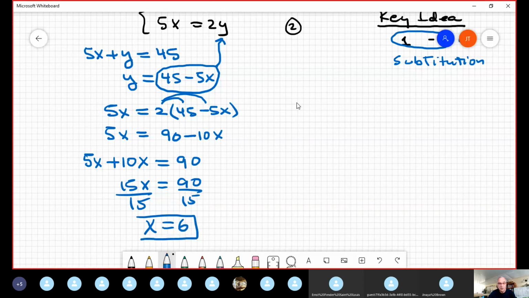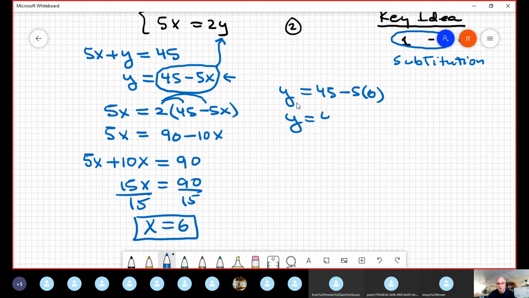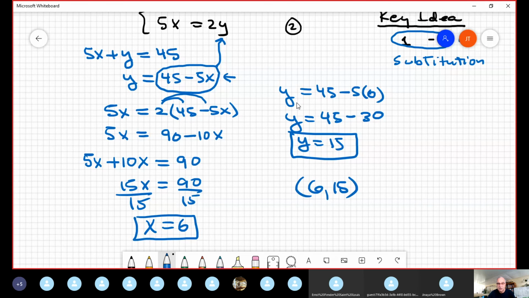In order to find the y value associated with the solution, you substitute this 6 here. y is equal to 45 minus 5 times 6. y is equal to 45, multiplication, this is 30, and subtraction is 15. Therefore, the solution is the ordered pair 6, 15, like option A in the package. Do you see or no? Is it confusing? Is it clear?